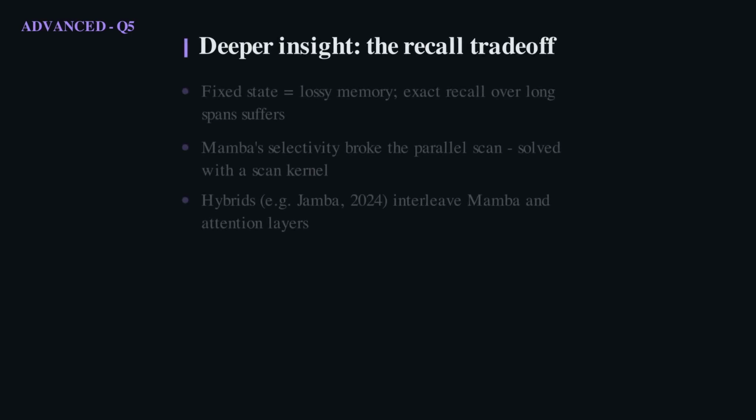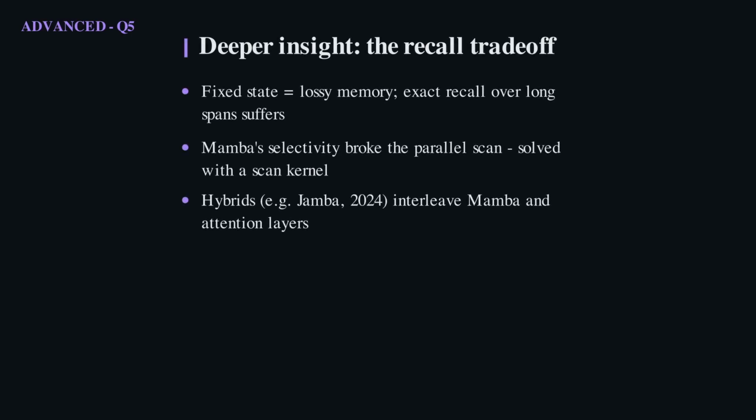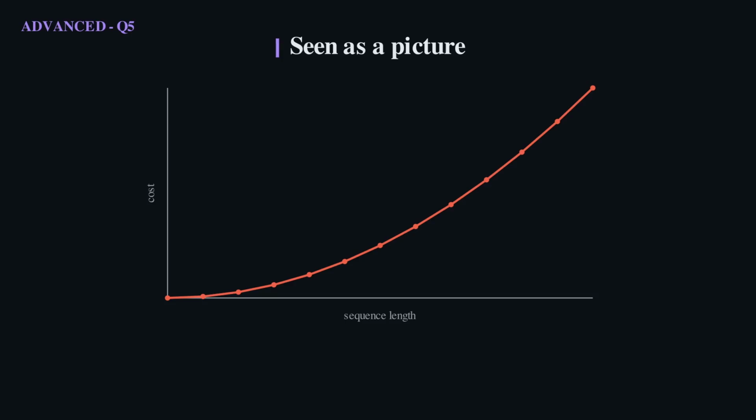The catch: a fixed size state is lossy. Tasks needing exact recall from far back, like copying, are where attention still wins. That's why 2024 models like Jamba interleave Mamba and attention layers to get both. Attention's cost curves upward as the square of length. State space models flatten that to a straight line, the whole motivation. Linear scaling is the prize, lossy memory is the price.